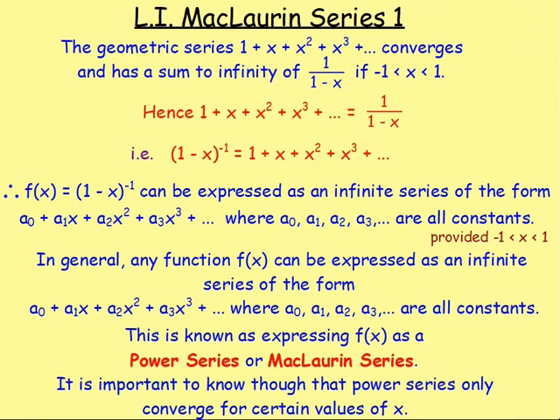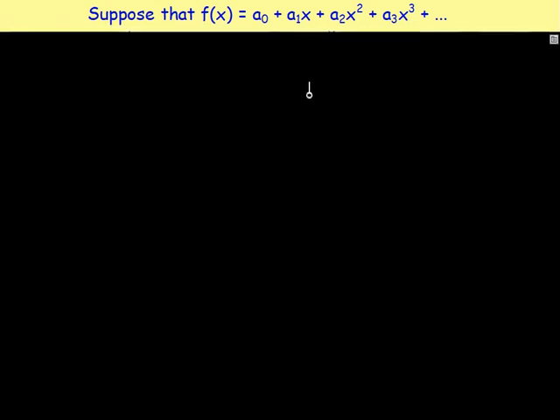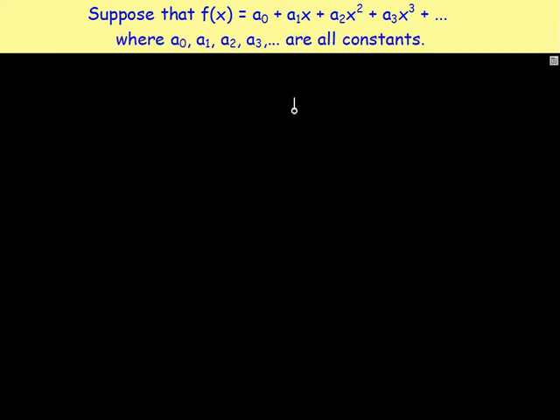It is important, though, to know that power series only converge for certain values of x. Let's look at that a little more. So say we are expressing our function as an infinite series. Really, we've got these constants, a0, a1, a2, a3, a4, and so on. How could we find the values of these constants, the coefficients really of your x and x squared and so on? How could you do it?